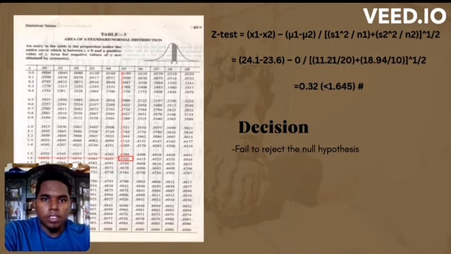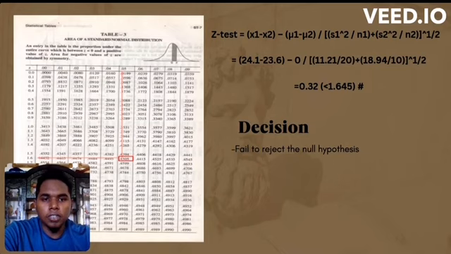To get z-test, the formula is bracket x1 minus x2 bracket, and then minus bracket mu1 minus mu2 bracket, over s1 power of 2 over n1, plus s2 power of 2 over n2, and then power of 1 over 2. So in total we get 0.32, which is less than 1.645. So the value you can get from this table.